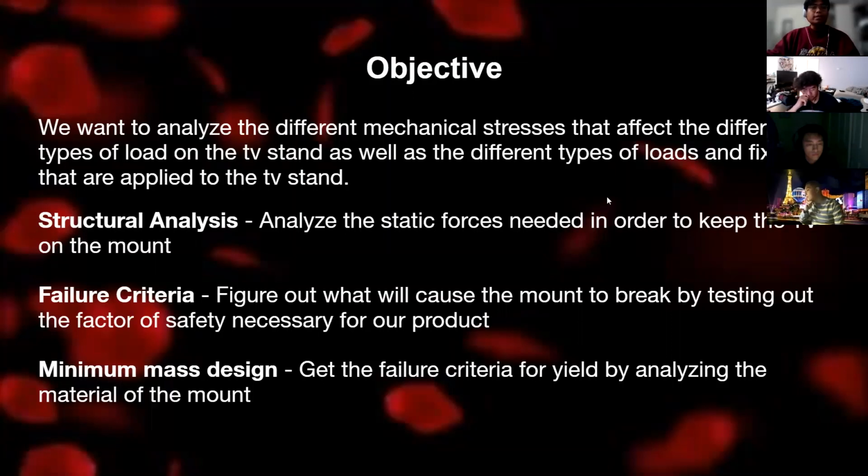And for our minimum mass design, we want to get the failure criteria for yield by analyzing the material of the mount. So our standard material that is being shown as an example for this presentation is a carbon steel, but we will also be testing for aluminum alloy and stainless steel.